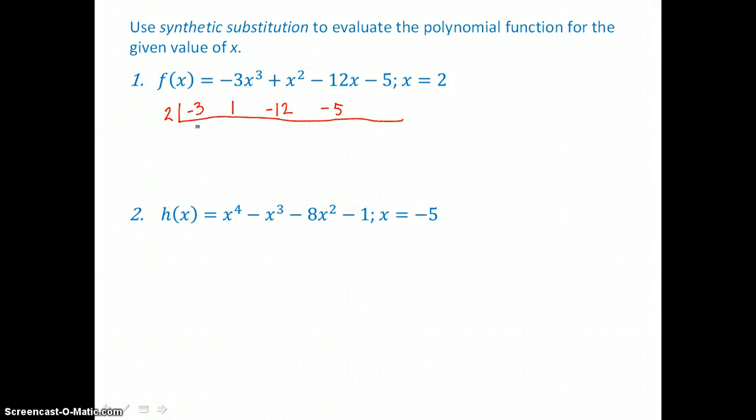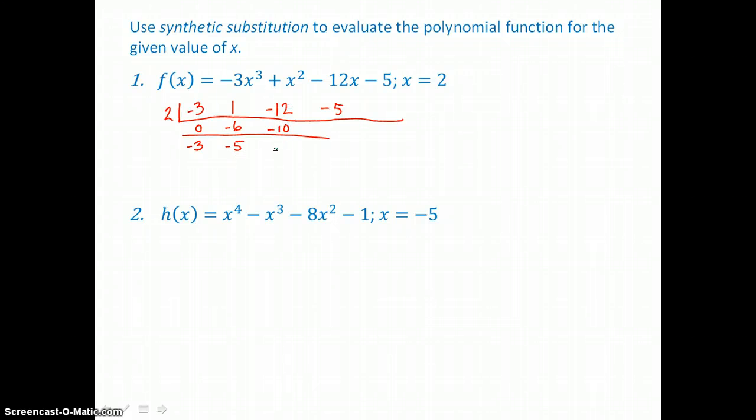So to synthetic divide, I'm going to put down a 0 in this first column, and I'm going to add to get negative 3. Then I'm going to multiply. 2 times negative 3 is negative 6, so I'll put that right here. And then I'm going to add this column. 1 and negative 6 is negative 5. And I'll multiply again. 2 times negative 5 is negative 10.